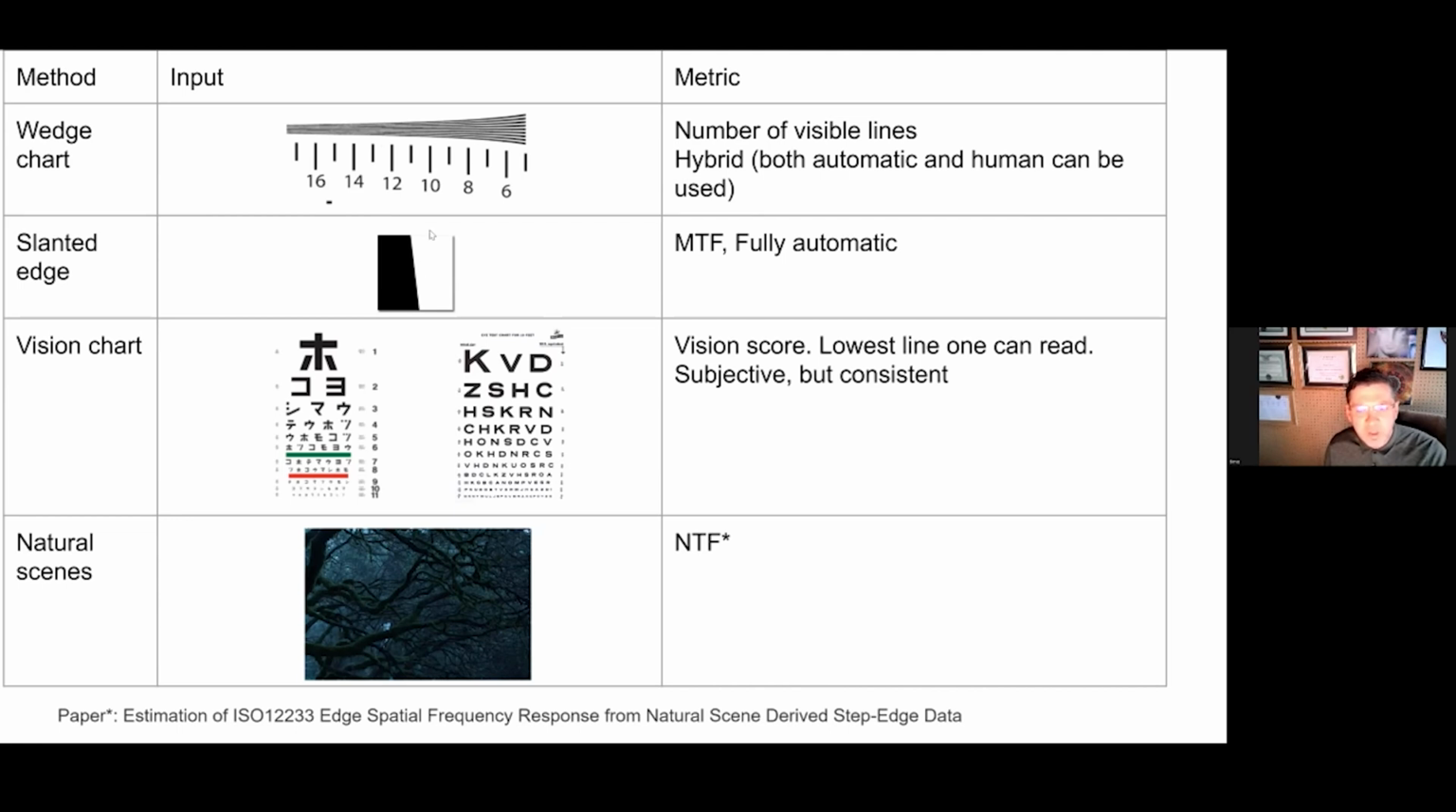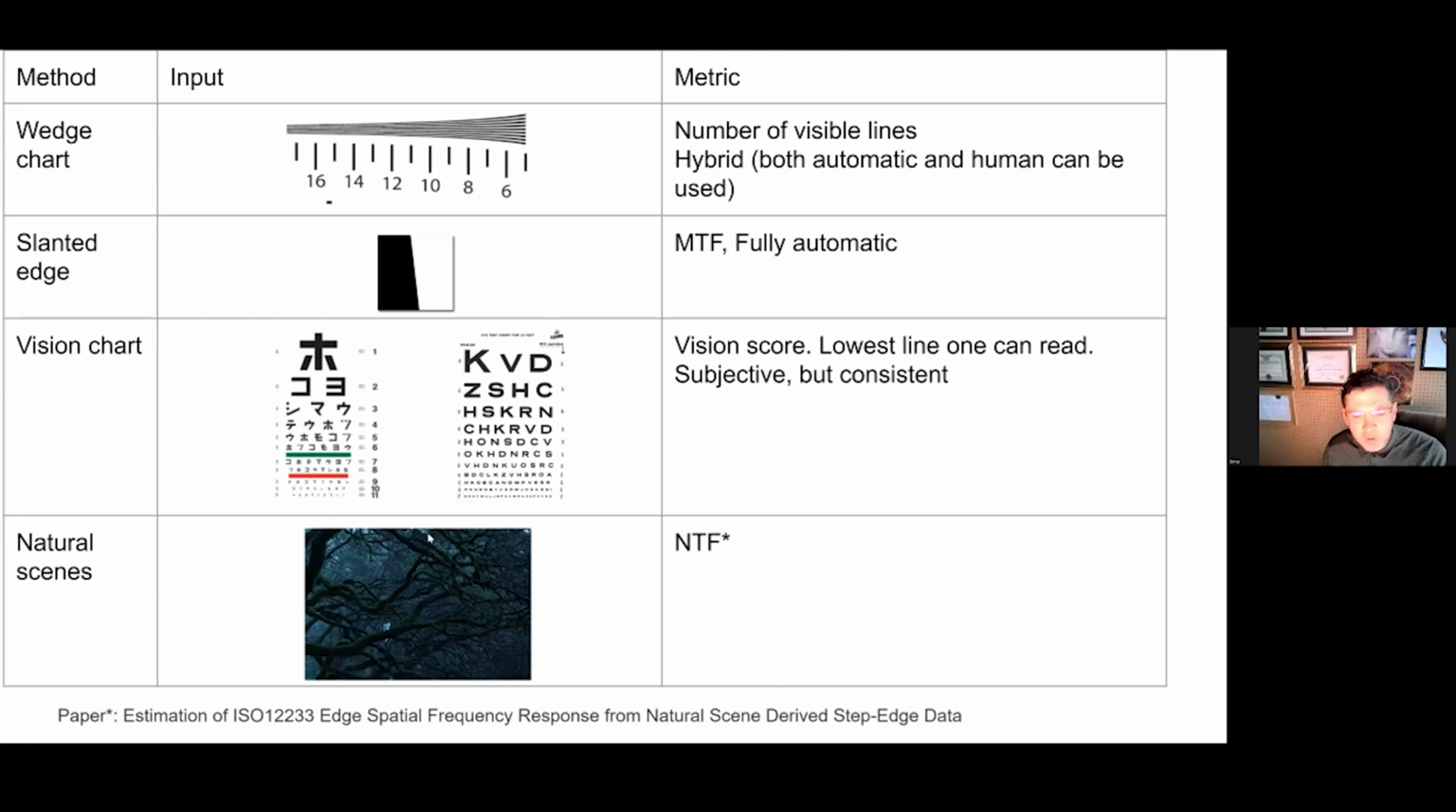The other is MTF. I will touch it a little bit deeply, and now the ISO standard is using slanted edge to determine the MTF, and it's fully automatic. It doesn't require any kind of human intention and human intervention. The more advanced method is vision chart, which I will also describe in this presentation, and it's very critical to determine intelligence of the camera system.